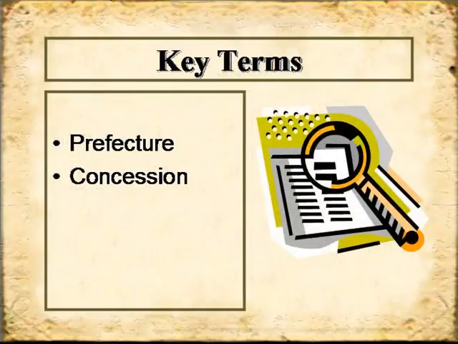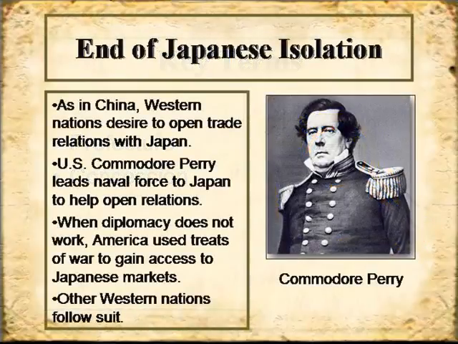Some key terms that we're going to look at. There's only two for this one, just a couple to keep an eye on. One is prefecture, and another one is concession. So be looking for those. You can guarantee you'll see those on your assignment.